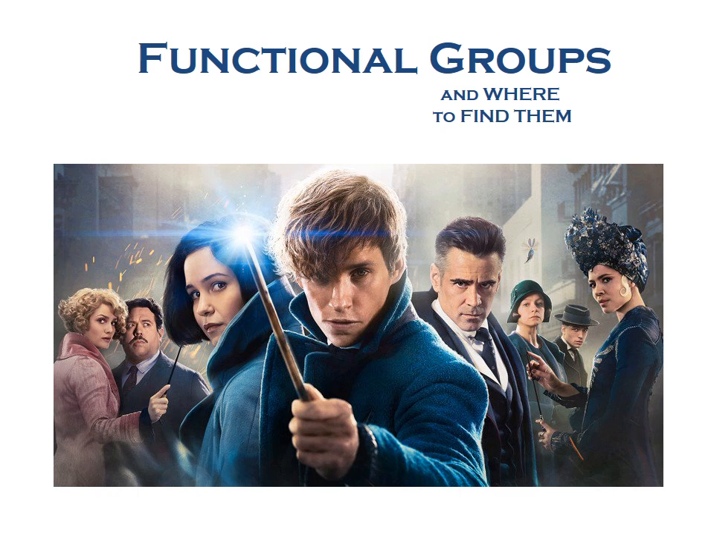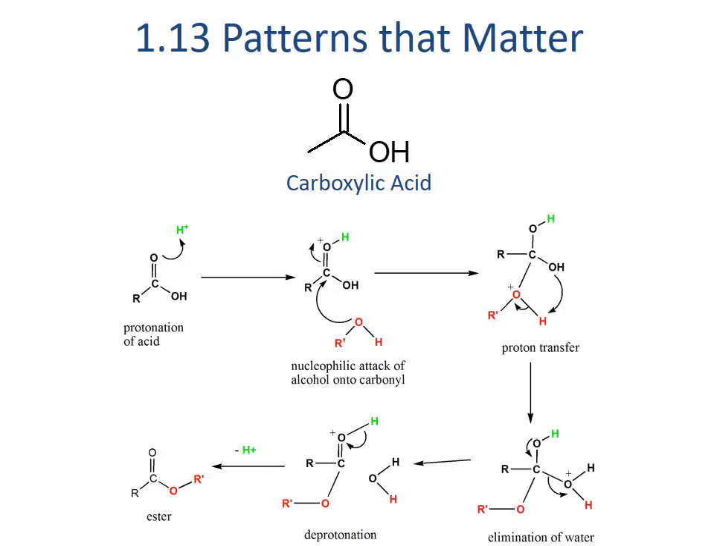Functional groups are the patterns that occur within a molecule and determine many of the chemical properties of a molecule. Since functional groups are so important for determining what reactions a molecule will go through, it's essential that we're able to recognize these patterns as we see them come up in molecules. So today we talk about functional groups and where to find them.